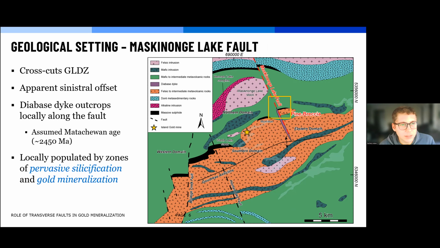So, as I mentioned, the Maskinonge Lake fault crosscuts the Goudreau Lake deformation zone with that apparent sinistral offset, especially when you use the Morrison unit and the Pine unit there. A diabase dike outcrops locally along this fault. It's assumed to be Matachewan age, so around 2450 million years old. But most notably, this fault is populated with zones of pervasive silicification and gold enrichment along its strike.